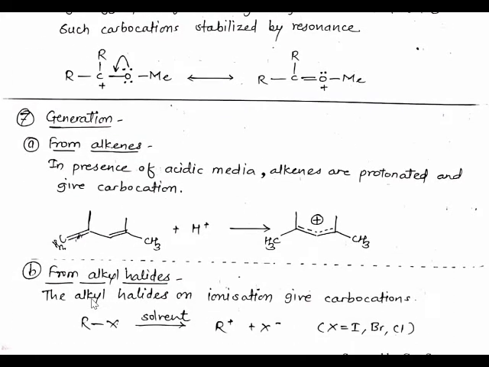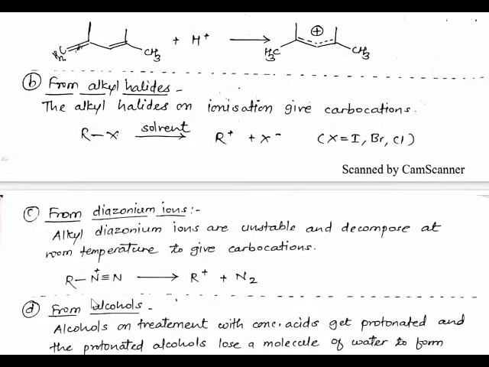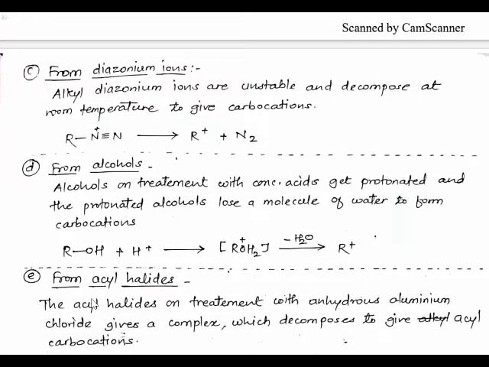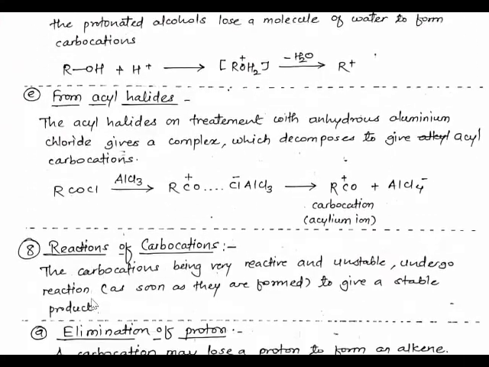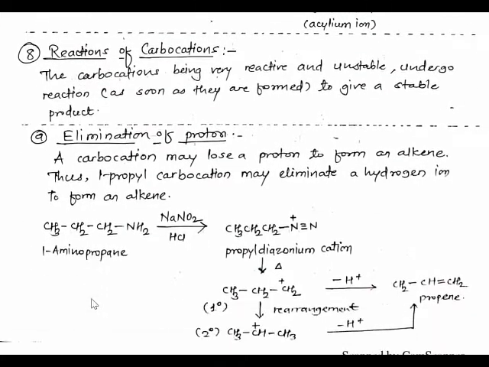Then in case of generation, there are different ways: from alkyl halides, by diazonium ions, by alcohols, by acyl halides. So many types we have already discussed. Then the reactions of carbocation we have already discussed in our second lecture.